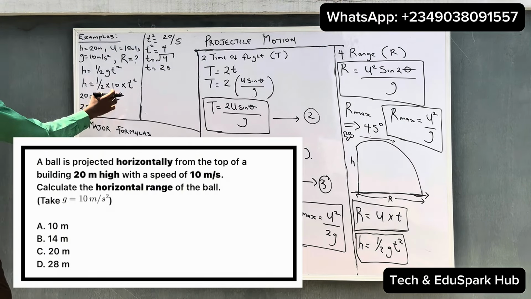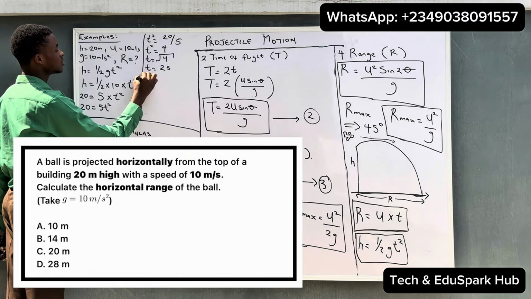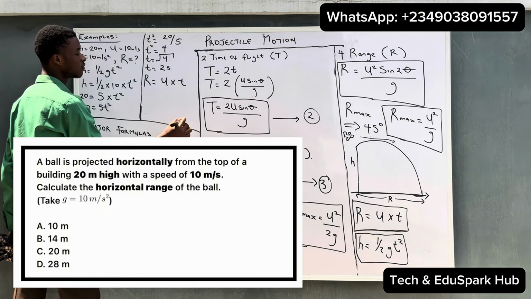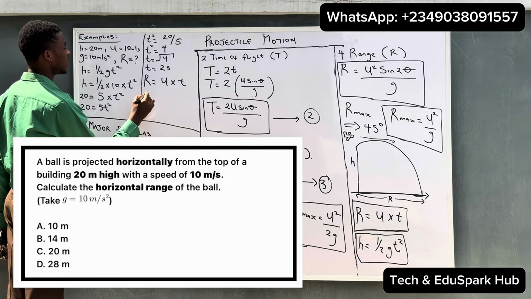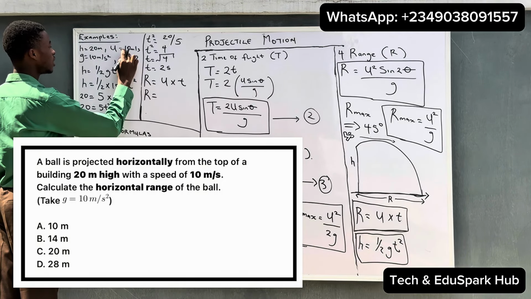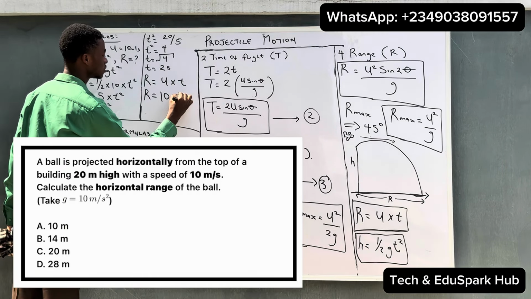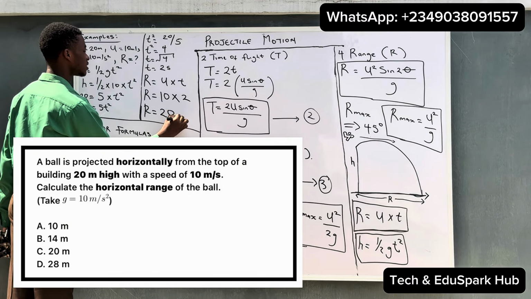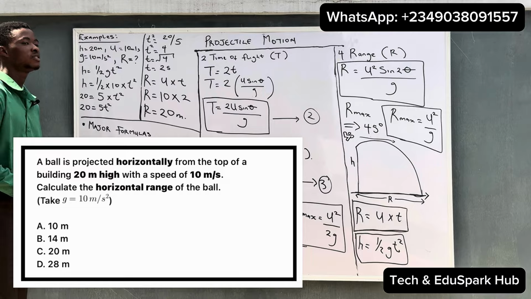And now that we have gotten our t, we can calculate our range, which is what the question is asking. So our range will be given as u multiplied by t from the formula that we have. So our range is equal to u multiplied by t. And when you multiply this, our u is 10 meters per second. So you have 10 multiplied by our t, which is 2 seconds. So our r will be 20 meters. And this is our final answer to a question of this type.